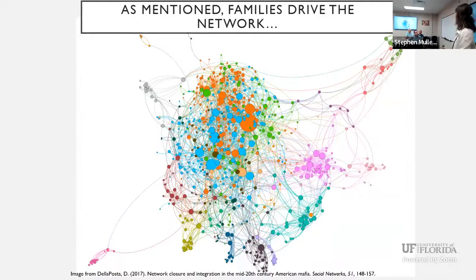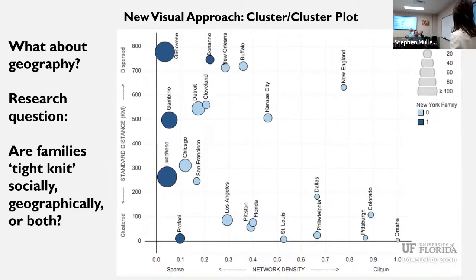So as mentioned, families drive this network. So one of our research questions here was, are families tight-knit socially, geographically, or both? And this is just a very brief overall description, because a lot of the analysis methods we use here are descriptive in nature. So each of these dots represents one family. The bigger ones here are the Genovese family, the Gambino family, the Lucchese family, and these are the New York families.